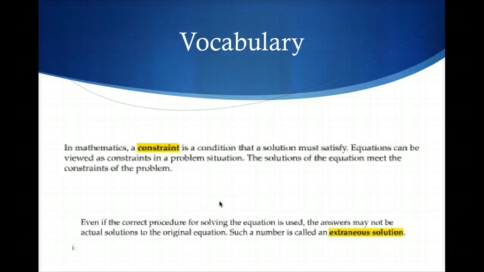In mathematics, a constraint is a condition that a solution must satisfy. So equations can be viewed as constraints in a problem situation. The solutions of the equation must meet the constraints of the problem. So a constraint to an absolute value could be that it has to be a positive answer. It cannot equal a negative number. Even if the correct procedure for solving the equation is used, the answers may not be actual solutions to the original equation. Such a number is called an extraneous solution.